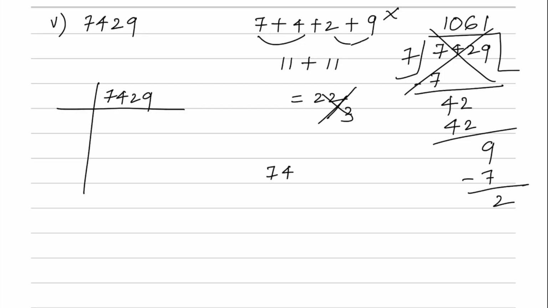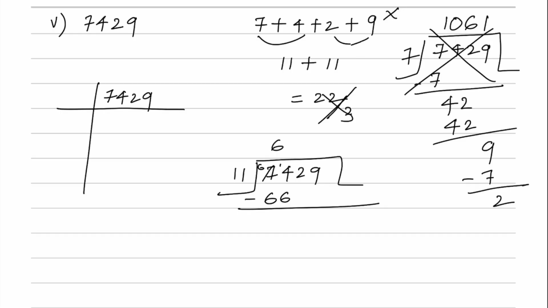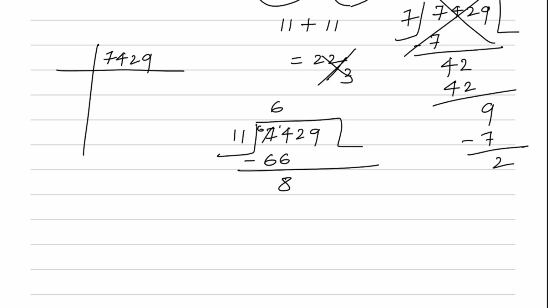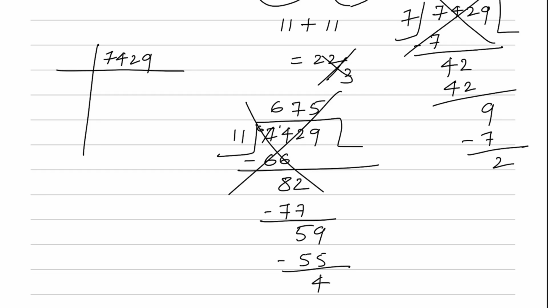We'll try the next one. We'll try 11 next. So we have 11 6s are 66. Carry over this one. This will be 6 left behind, so this is going to give you 8. Now if you take that 2 down, we know 11 7s are 77. If you subtract this, this will end up giving you 5. And if you take that 9 down, this is going to become 11 5s are 55. Again, if you see, 4 is left behind as a remainder. So this is also not working out.